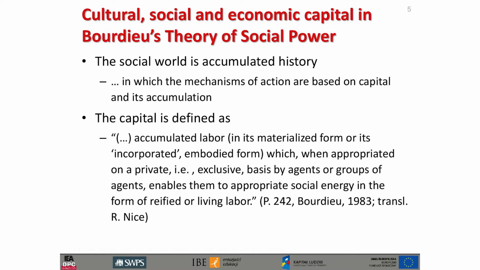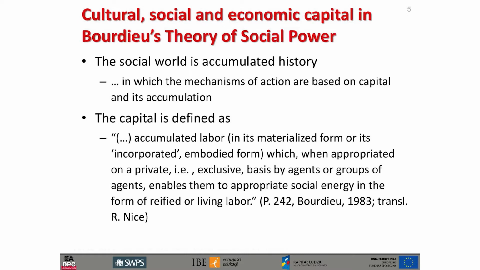What he's basically assuming is that the social world is organized around the accumulation of capital, and it has directed mechanisms that help individuals to accumulate it. And he defines capital as accumulated labor. It can be in materialized form or incorporated, embodied form, which, when appropriated on a private, that is exclusive, basis by agents or groups of agents, enables them to appropriate social energy in the form of reified or living labor.